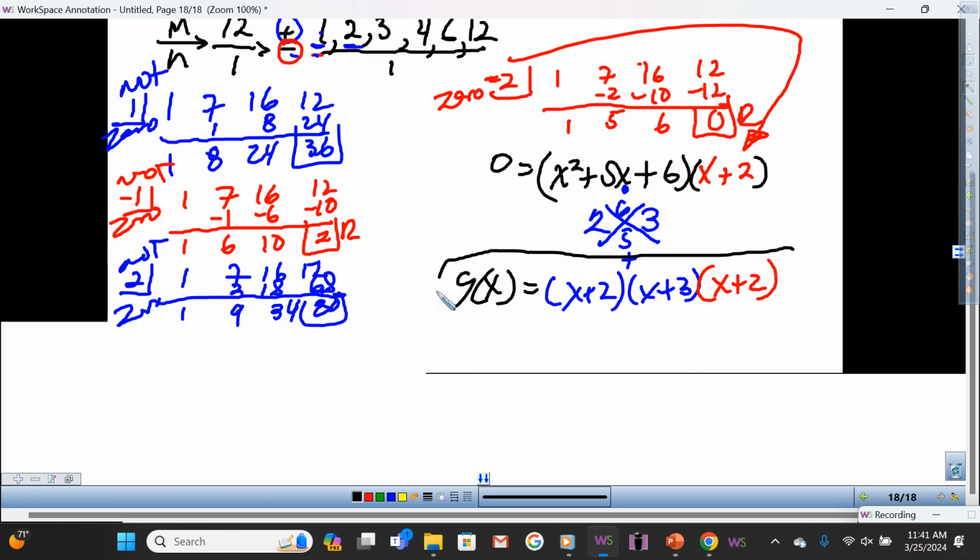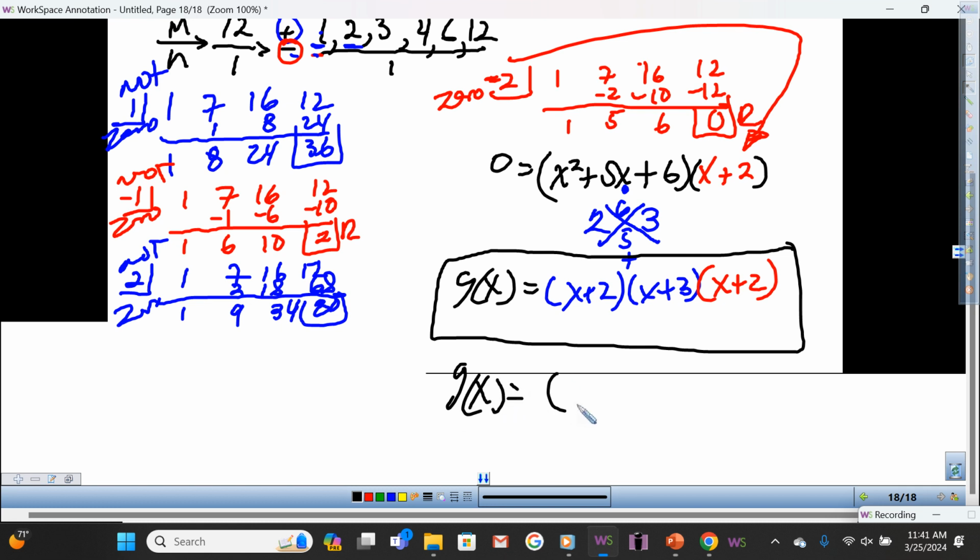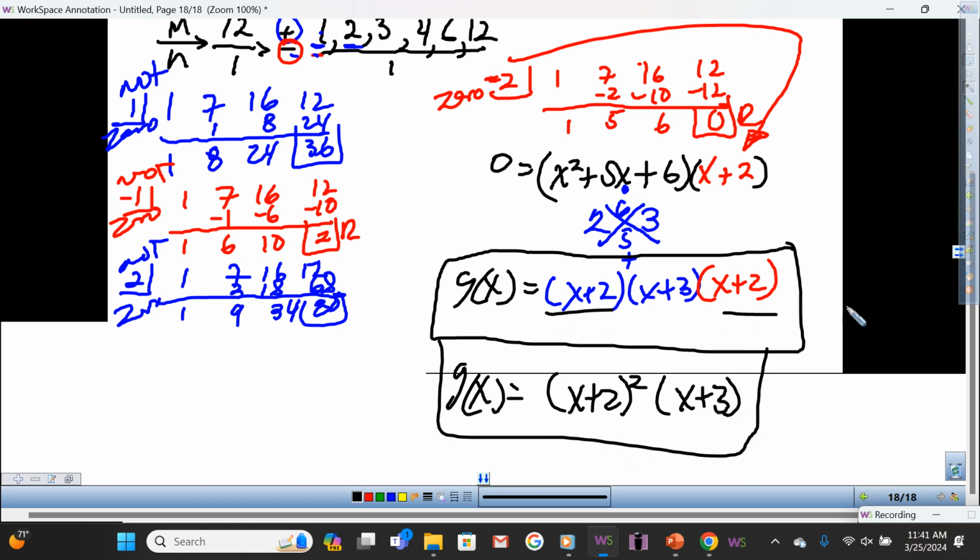Now this is right. However, what's another way of writing this? Look at it from afar and talk it over to your neighbor. What's another way of writing that? G of x equals x plus 2 squared times x plus 3. That is correct. Why? Because there's 2 of them.